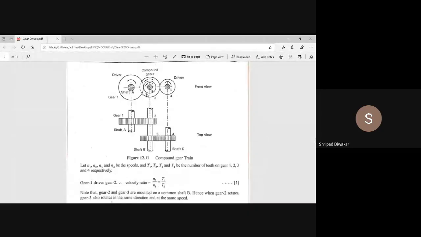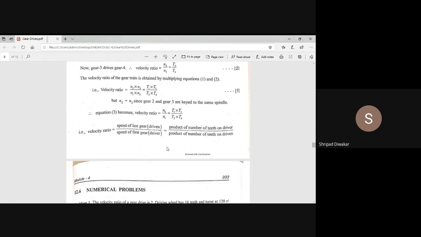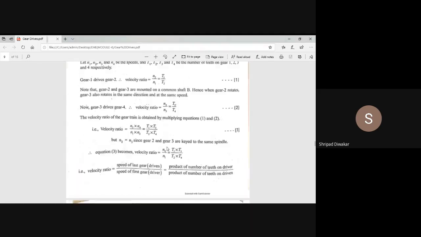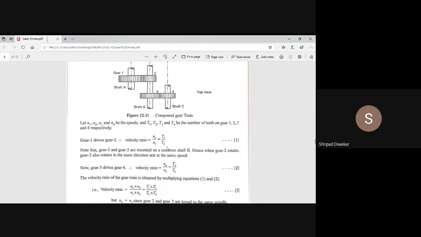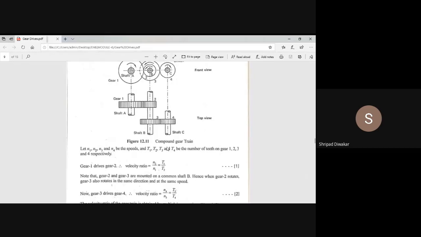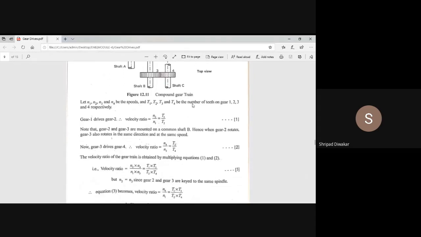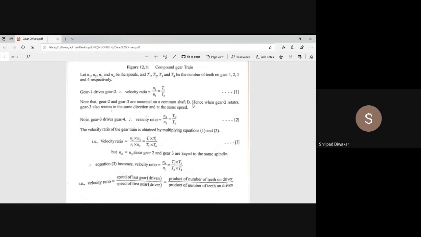Okay, now we are going to apply the equation between gears 1 and 2, that is N2 by N1 equals T1 by T2. Next, we are applying the equation between gears 3 and 4. Gears 3 and 4: N4 by N3 equals T3 by T4. Okay, this is the last gear. Now, in order to find out the velocity ratio, we are going to multiply equation number 1 and 2.